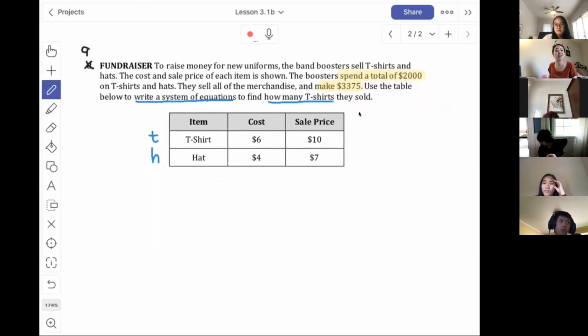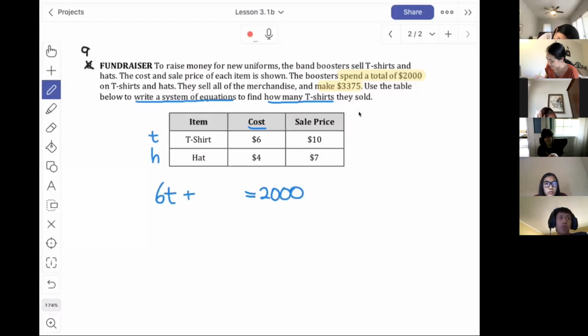So Raheel, help me with the first equation. They spent $2,000 on T-shirts and hats. Each T-shirt costs $6 and each hat costs $4. So what's the equation we can write? Maybe 2,000 equals 6T plus 4H. Good. And I'm going to flip that around just because we're more used to having the variables on the left. But perfect. Good job.